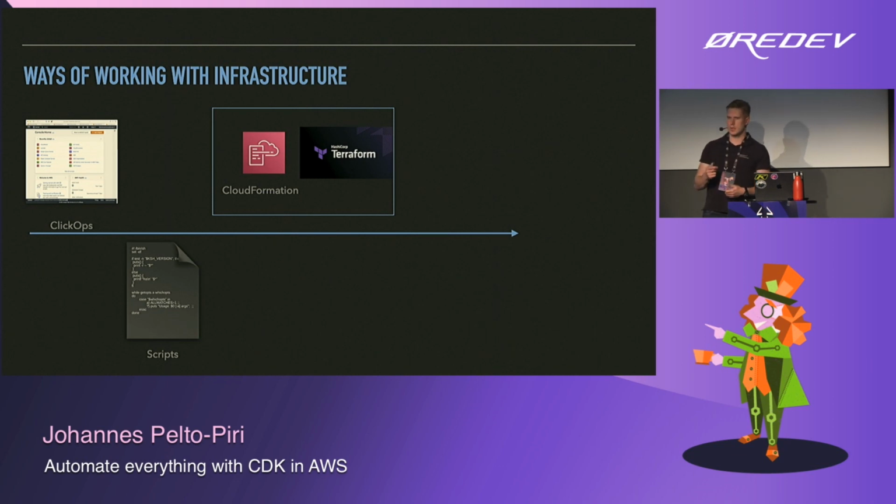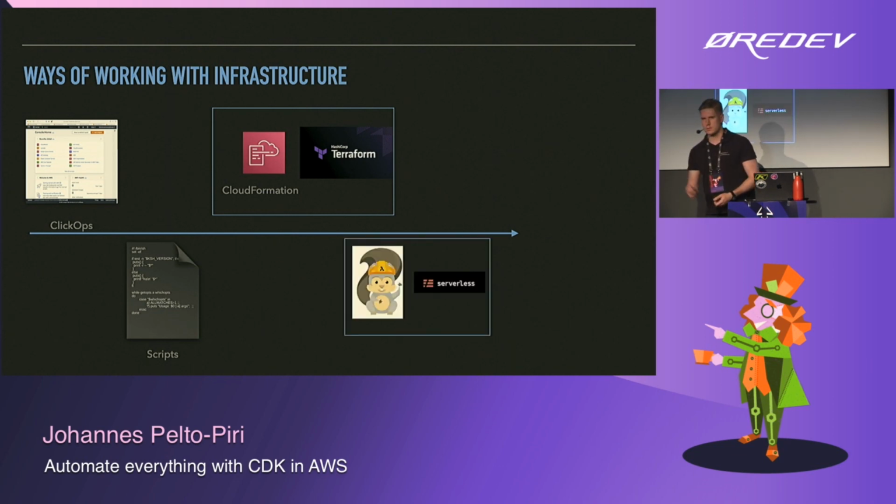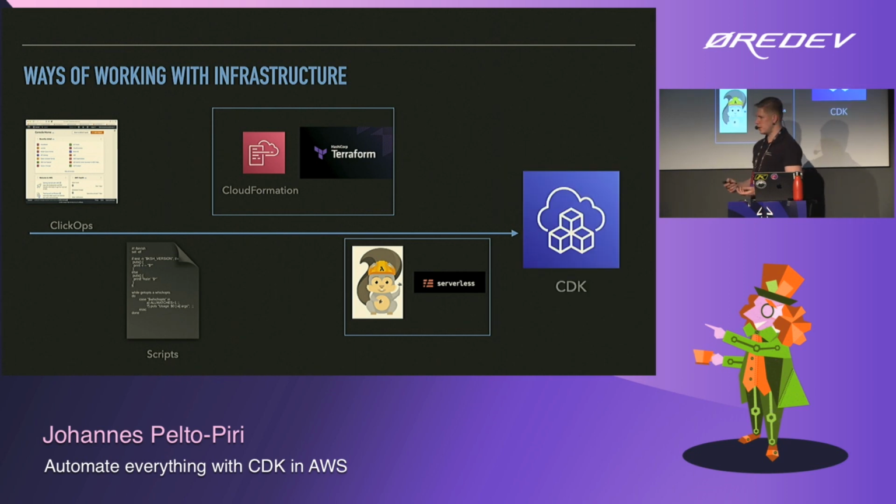But then you have tools like SAM and serverless. And these ones help you even more, right? Because now, rather than just setting up your API gateway, all of the permissions, all of the roles, you have a tool that helps you. But it doesn't help you that much when you have to work with tests. You want to do other things besides Lambdas. Then what you really want is something like CDK.